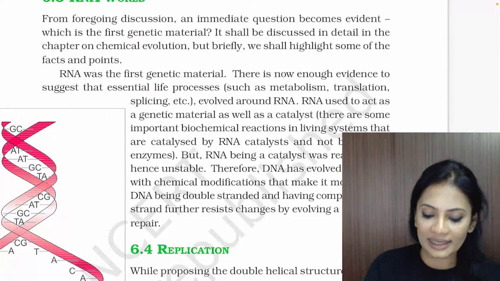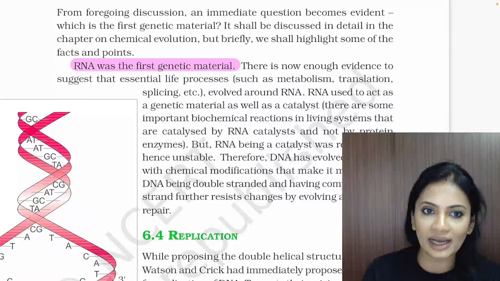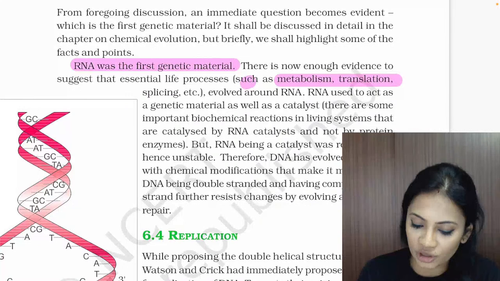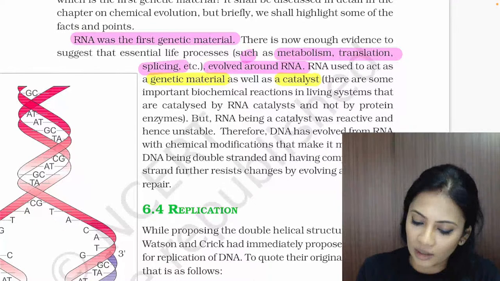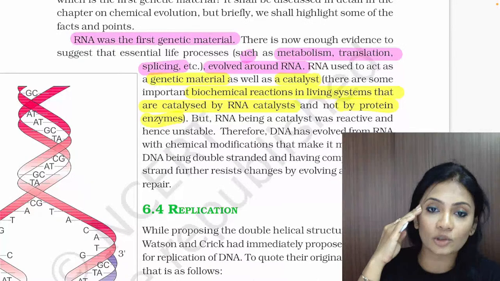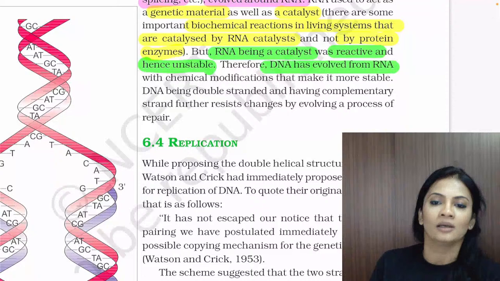Chalo guys, let's start now with the RNA world. First of all, RNA was the first genetic material. There is enough evidence to suggest that essential life processes like metabolism, translation, and splicing evolved around RNA. RNA used to act as a genetic material and also as a catalyst. Important biochemical reactions are catalyzed by RNA and not by protein enzymes. So the RNA enzyme is going to be ribozyme. You all know that. But because RNA was a catalyst, it was reactive, so unstable. That's why DNA had to come.